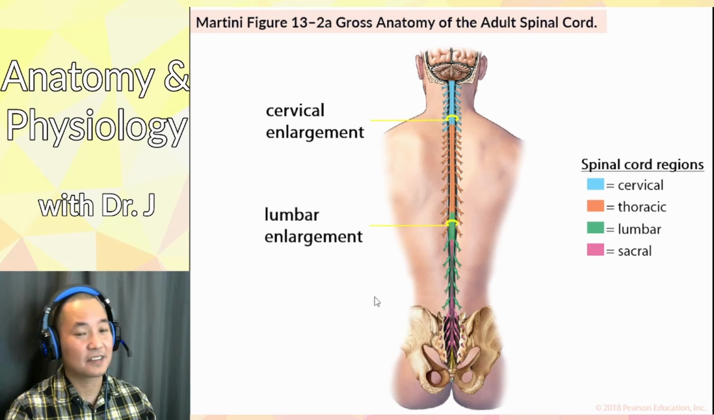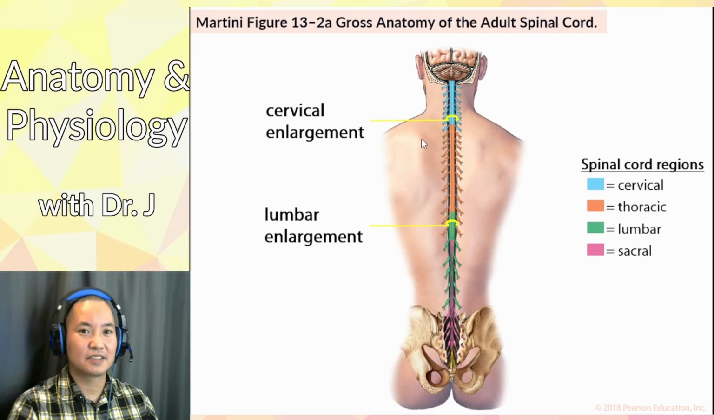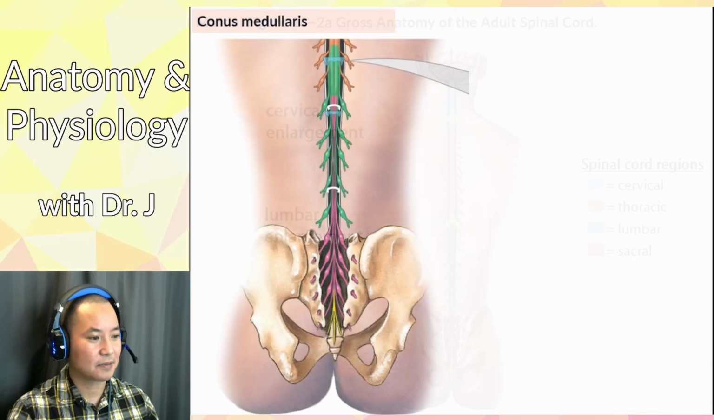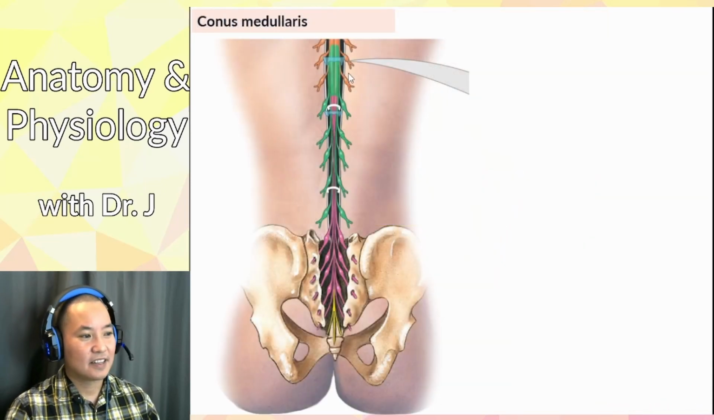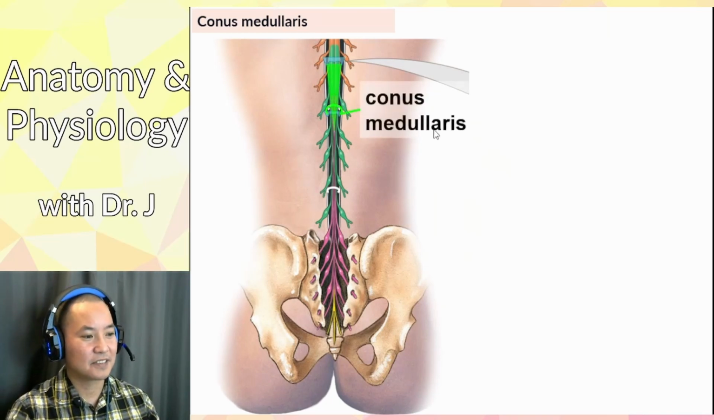There's also a lumbar enlargement. And why is that there? Well, if the cervical enlargement is due to all the nerves leading to and from your upper limbs, the lumbar enlargement is for your lower limbs. So that's what we see here. And then just below the lumbar enlargement, we see what we call the conus medullaris. The conus medullaris is a tapering off of the spinal cord towards a little point.